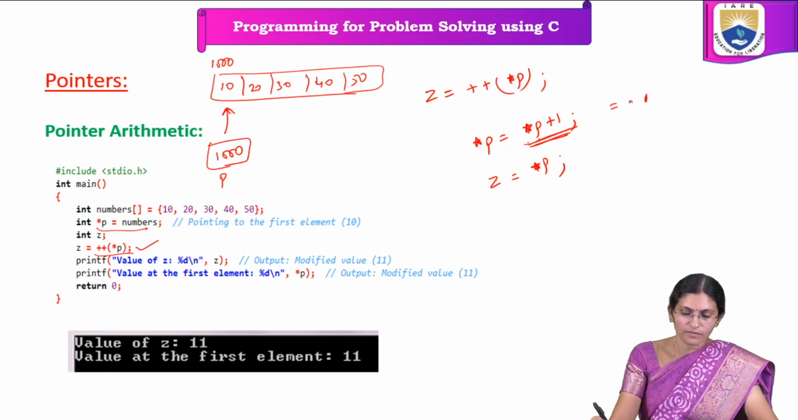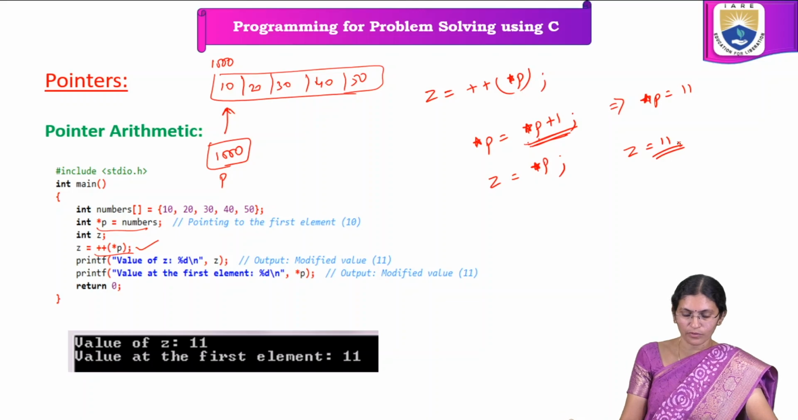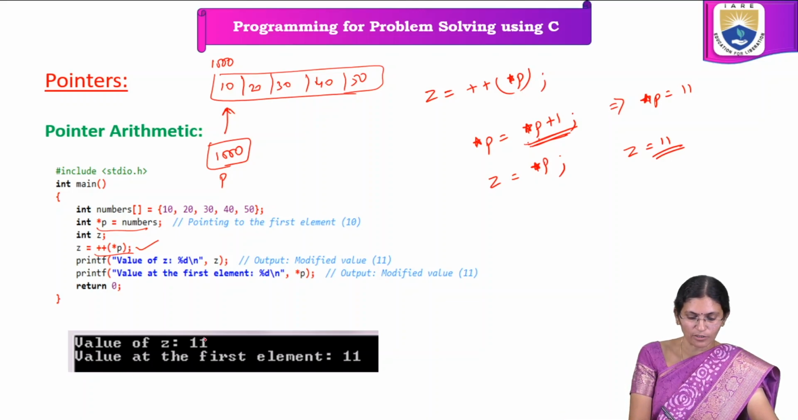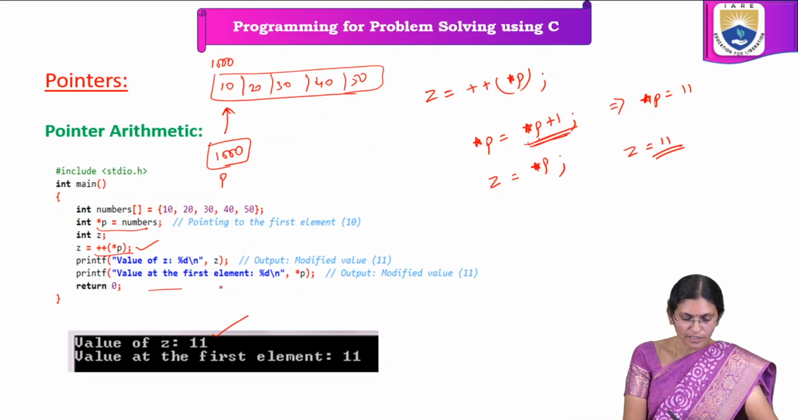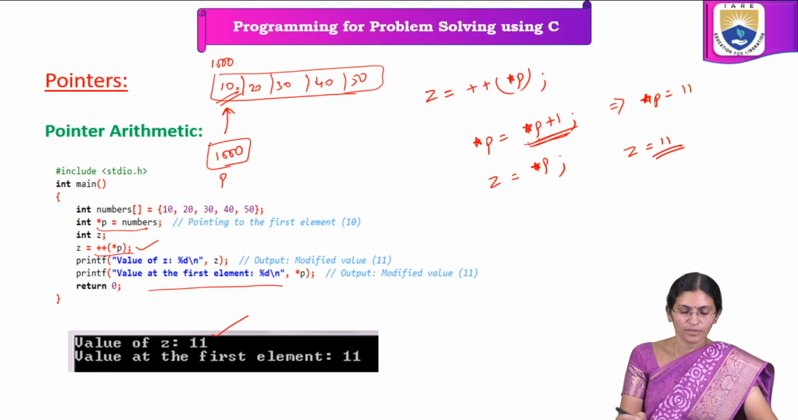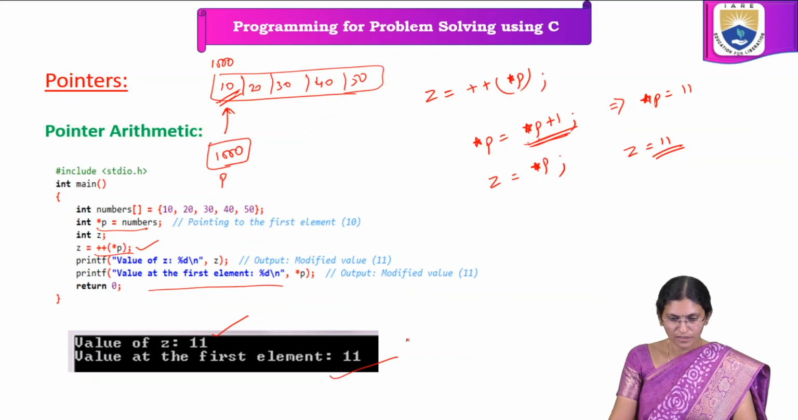So with this statement, *p = 10 + 1, that is 11. Now this value 11 is assigned to z, so z is equal to 11. If you try to print the value of z, you will get 11. Correspondingly, the value 10 at the first element is also incremented by 1, so that is equal to 11.